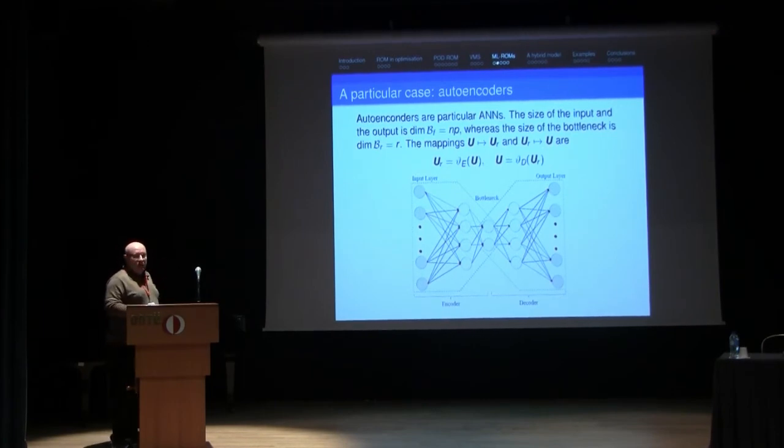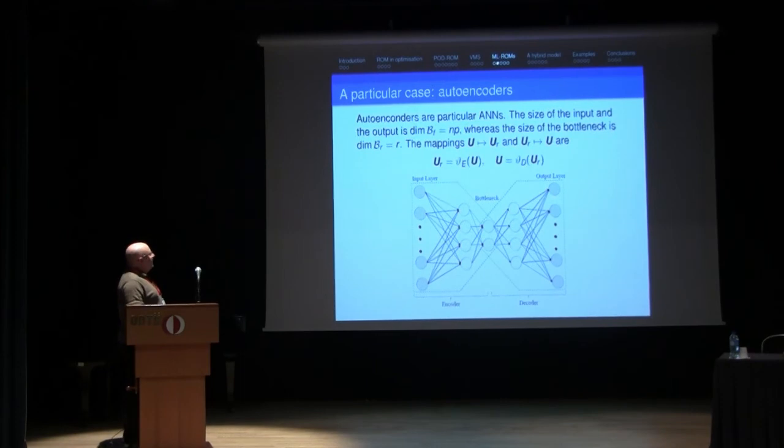Autoencoders are just artificial neural networks, nothing else, with a particular property. The number of inputs is exactly the same as the number of outputs, and the innermost layer is very reduced. It's the so-called bottleneck. And now the loss function: when you construct the weights and the biases and all the parameters of this neural network, what you optimize is that the difference between the output and the input is minimum. So in a sense, you want the output to be as close as possible to the input.